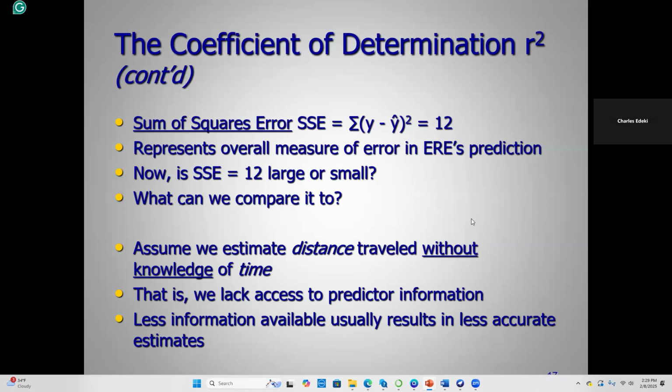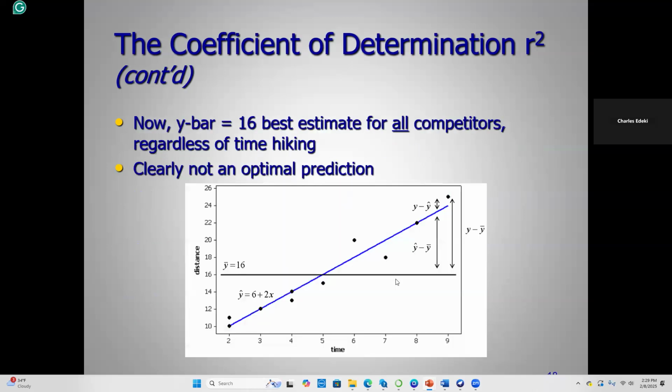Wait for a few seconds. Let me go there. So this is our scatter plot again. And the vertical line will give us the difference of y hat and y.